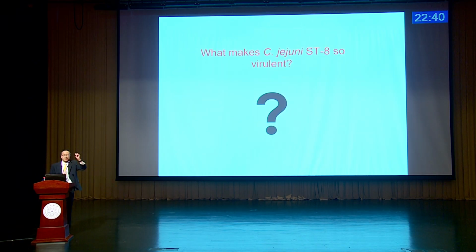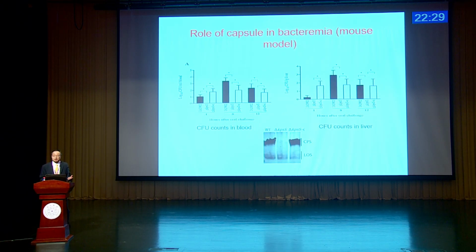Now, the question we want to answer is what makes ST8 so virulent? Why is this strain so special compared to other enteric strains? Since it induces systemic infection, the first thing we tested is whether a capsule is involved in the disease, in the pathogenesis. So indeed, we knocked out capsule. This is a wild type, capsule mutant, and a complement.